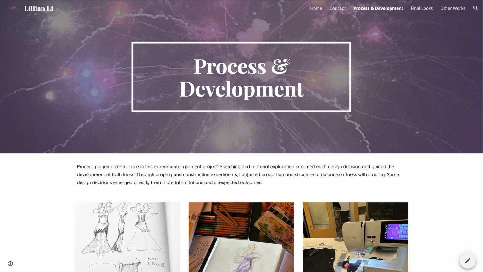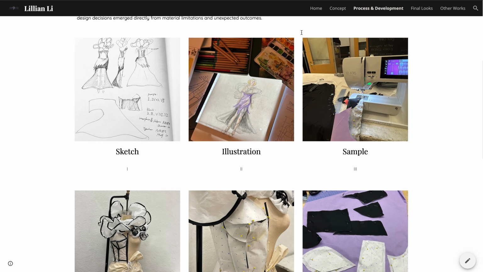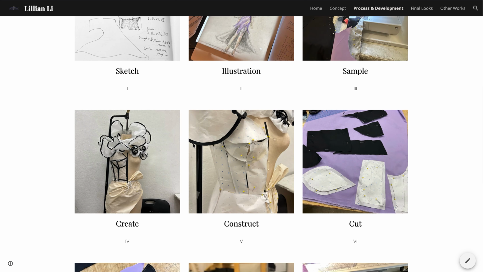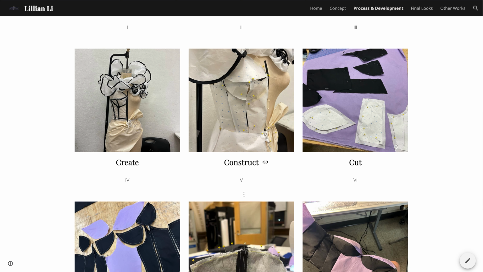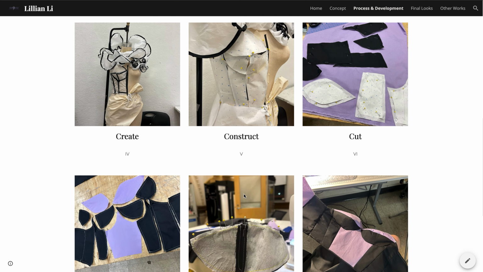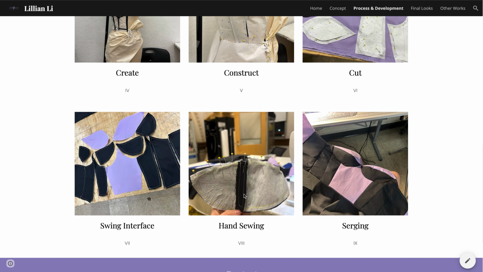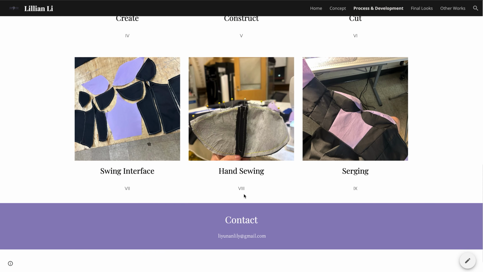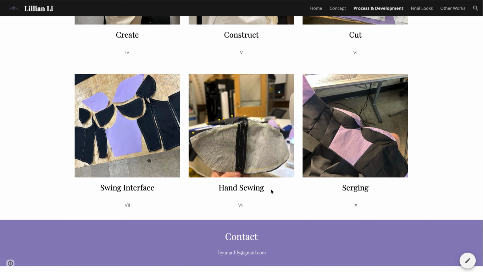The next section shows the process and development. Here I present my sketches, illustrations, and visual references. This creative part helped me plan the form and structure of the garment, and made it easier to understand how they work together, and I assembled this garment step by step. I can see how it is made and how this process goes on.